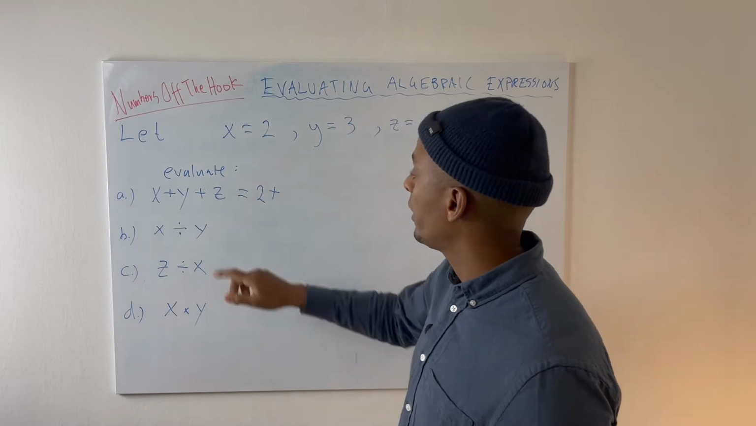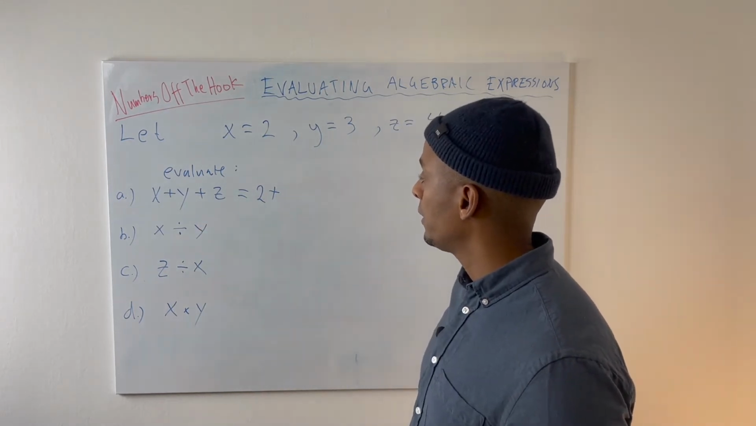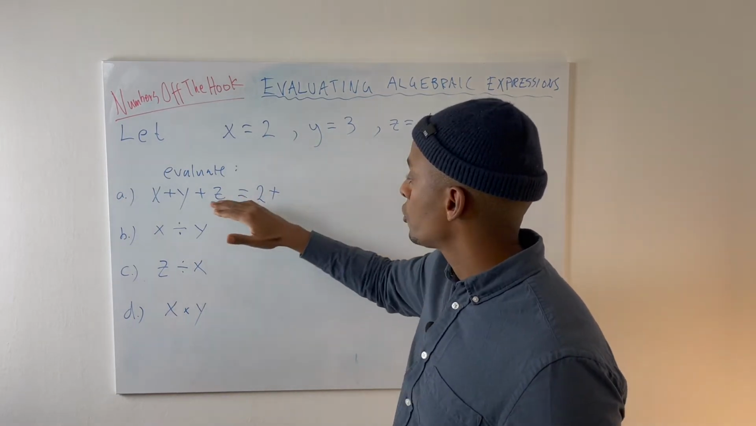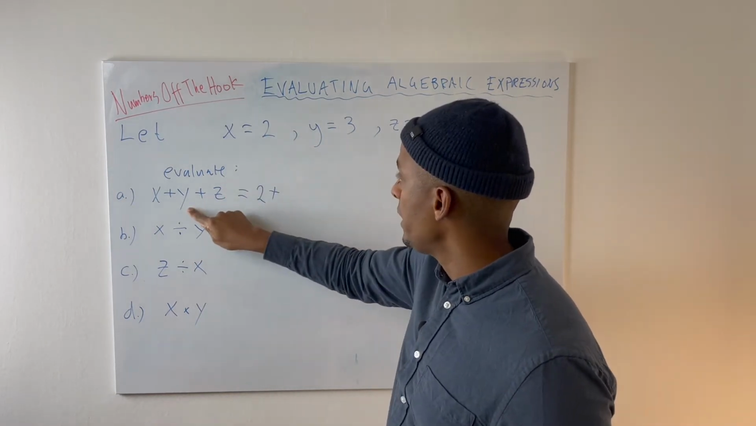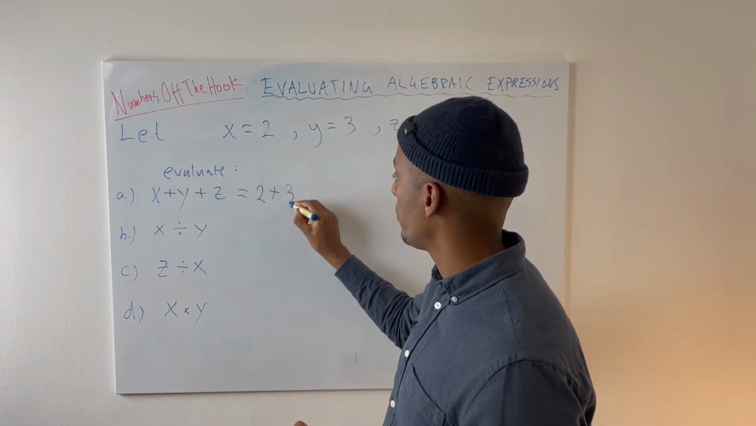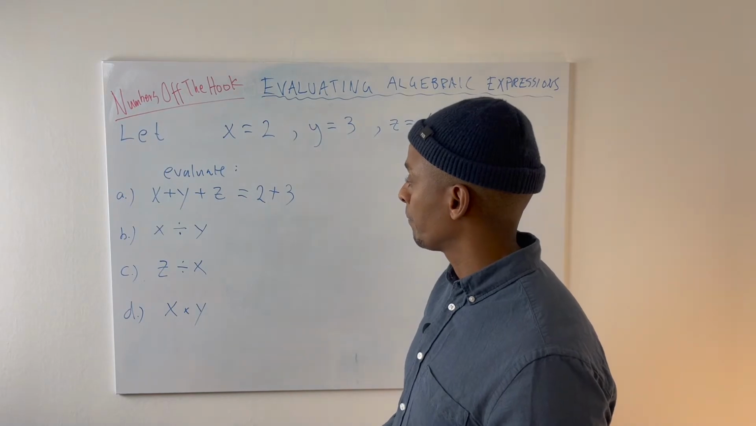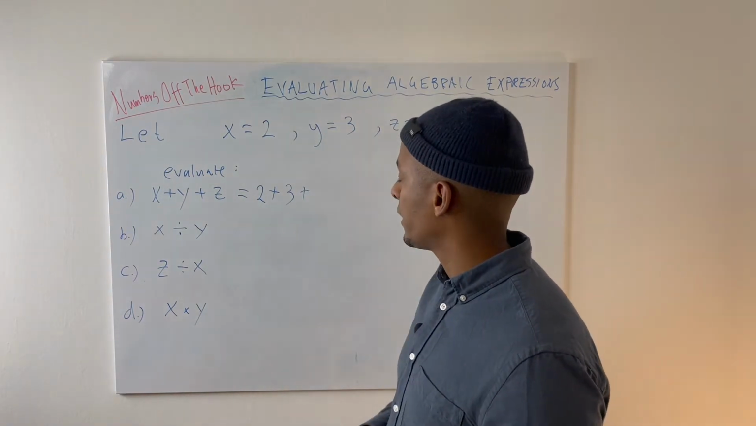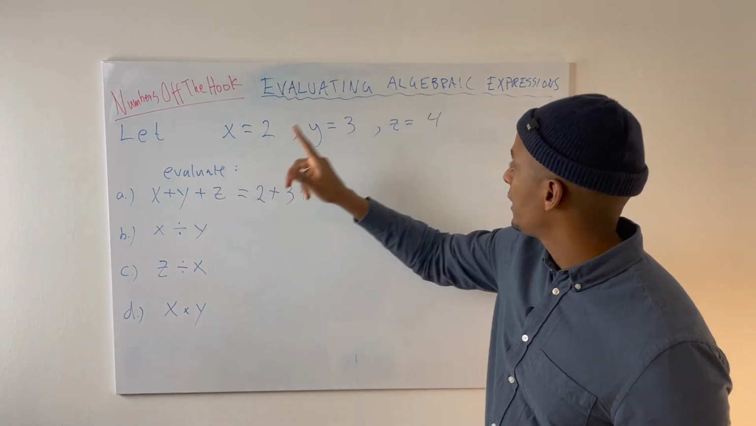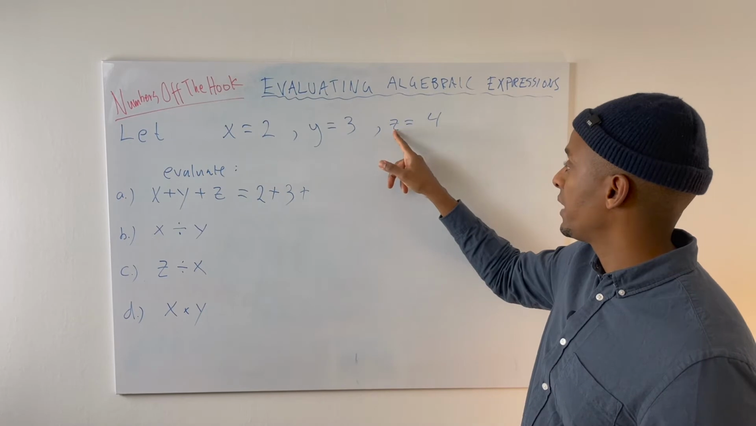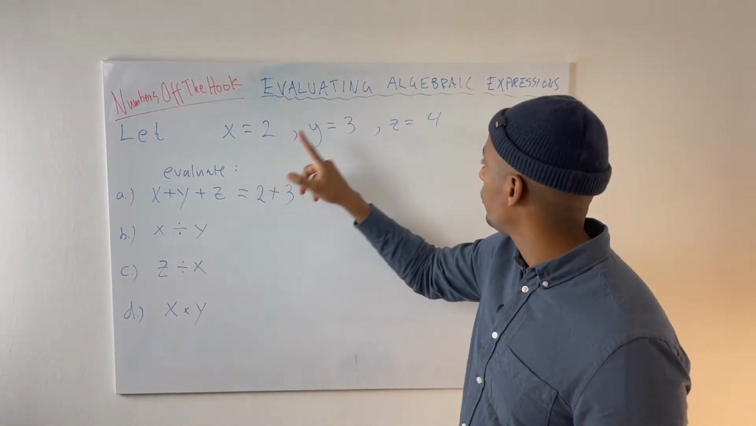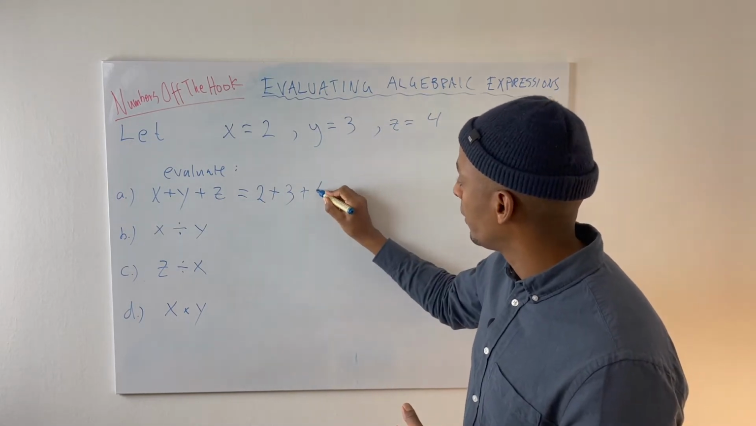Next, we have a y. Okay? Let's look at our list. We see that y is equal to 3. So we're going to plug in a 3 in the place of the y. So here we will have a 3. The plus sign carry over. Lastly, we have a z here. And we said we were given that z was equal to 4. So in place of writing z, we're going to write 4.